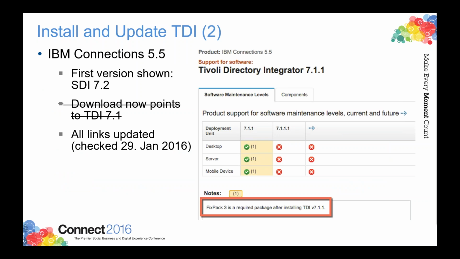Within Connections 5.5 it was a little bit weird, because in the first version of the requirements document it did not work. So they updated the document, and the XML files within the TDI solution show that they are created by 7.1.1. So please use 7.1.1 with Connections 5.5.2. And now I think since end of January the right version 7.1.1 is shown in the requirements document, and Fixpack 3 is needed too.